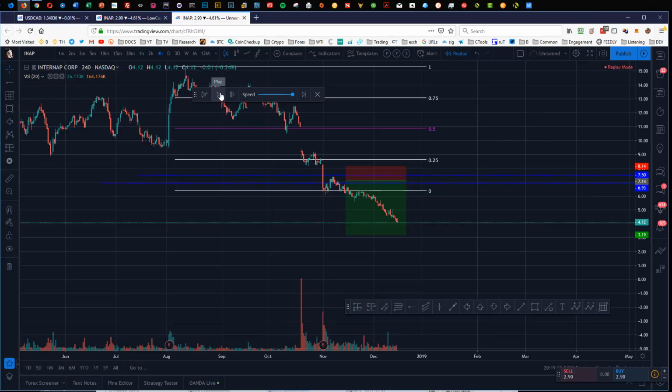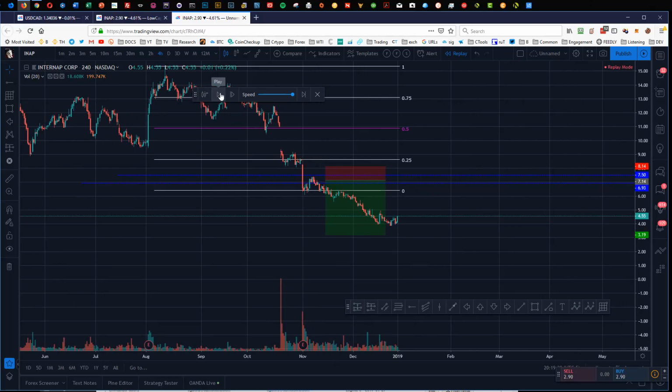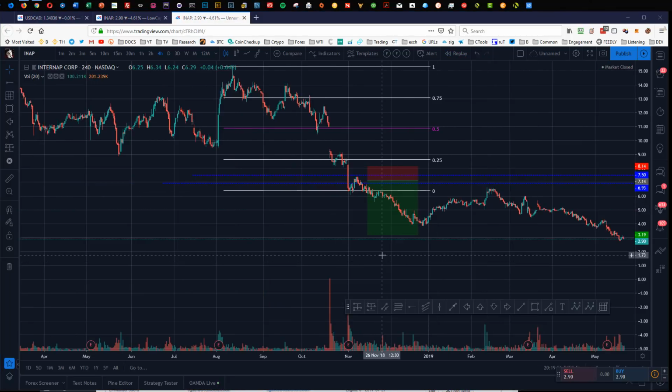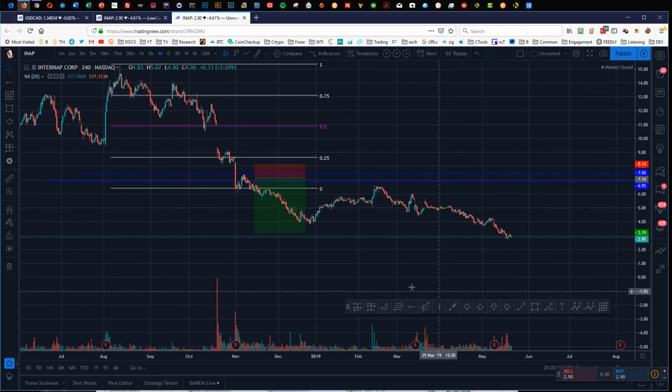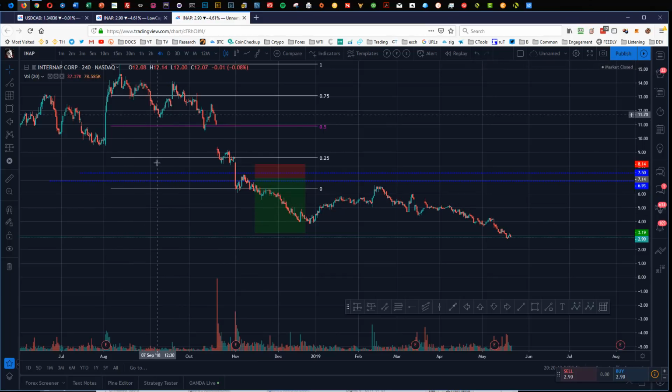Stop. It does not want to stop. I'm trying to stop it. Okay, so I stopped it. So what you would be looking for here is a retest of this range here, the 50% range, and a failure there. That's like the perfect setup. But the market's never perfect. I wish it was, but it's not.